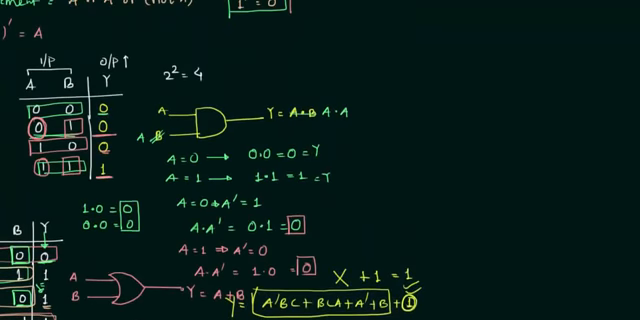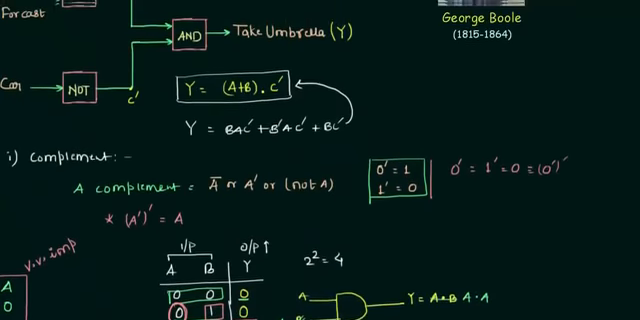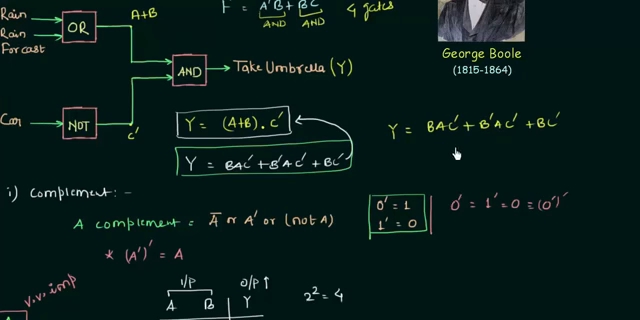The example that I took initially, the umbrella one, in which I had to take the umbrella, and I told you that this Y is same as A or B and C complement, and I'm going to reduce this one to this by using the Boolean algebra. So let's do it. Y is equal to B A C complement, or B complement A C complement, or B C complement. And the first thing that we have to do is to solve the complement.